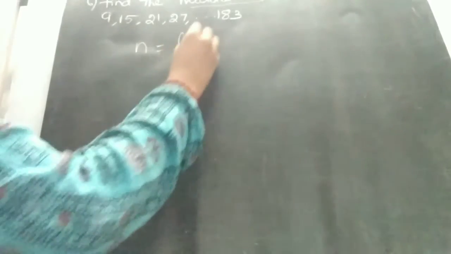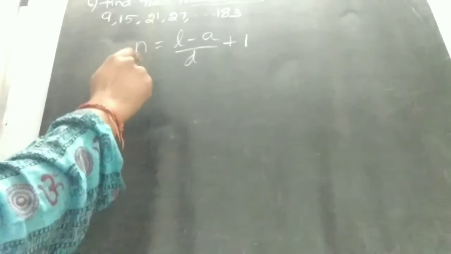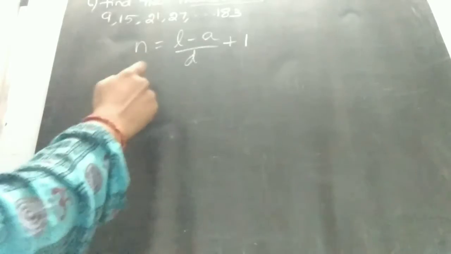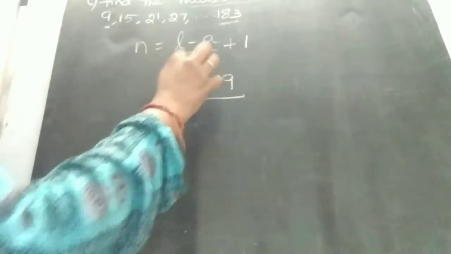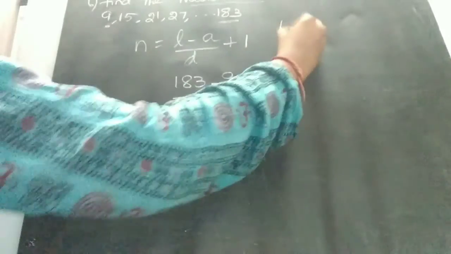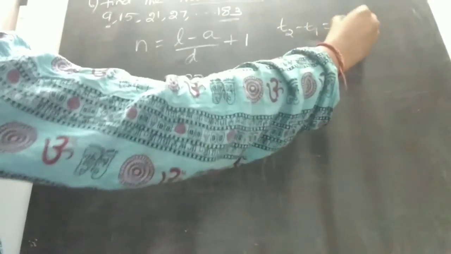For that, the number of terms formula: n is equal to L minus A divided by D, plus 1. To find the middle term, you first need the number of terms, is it not? Now how will you find n? You know the last term L, that is 183. You know the first term A, that is 9. And the difference D, how will you find it? Subtract the first term from the second term, that is 15 minus 9.